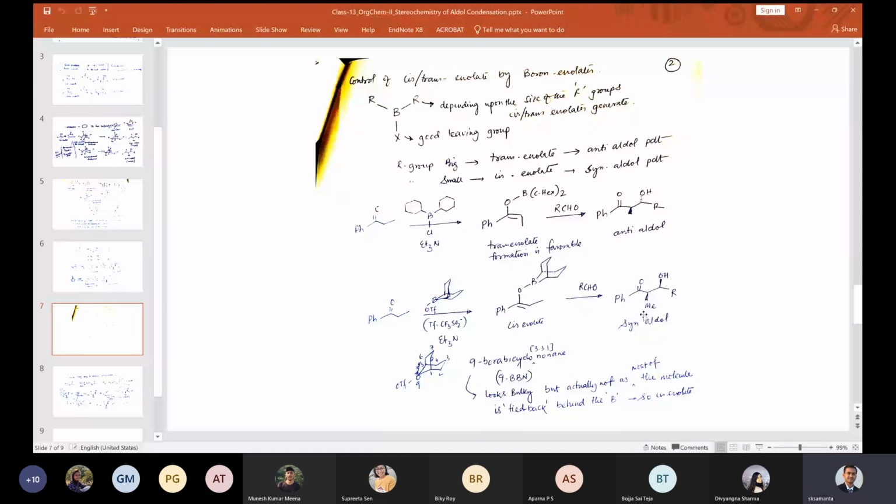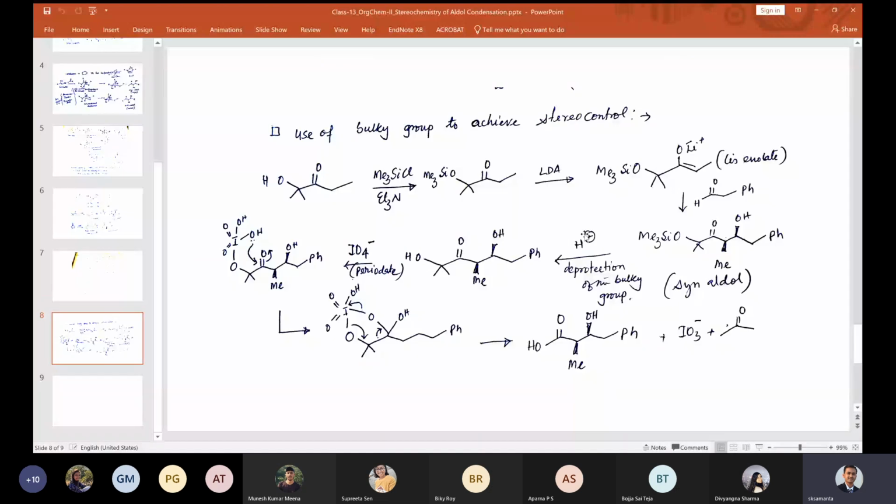We already spoke, and then we gave one total synthesis of, let's say, this molecule. So basically you start from here, protect it, and then you use the base so that you get this cis-enolate in this case, because here these are the bulky groups. So the cis-enolate would be the major product. Then you use an aldehyde, you get this one. After that you just deprotect it and oxidize with para-iodide to get this kind of compound.